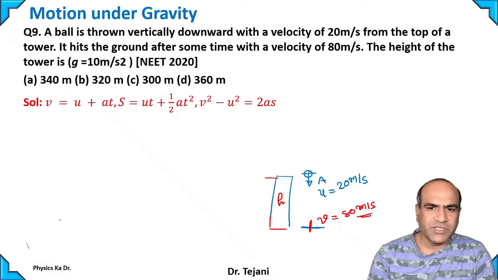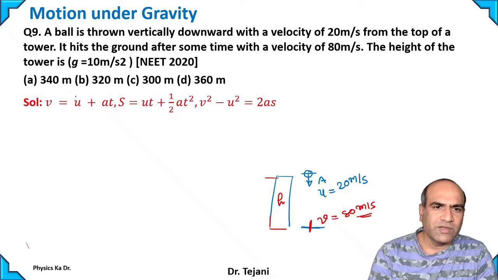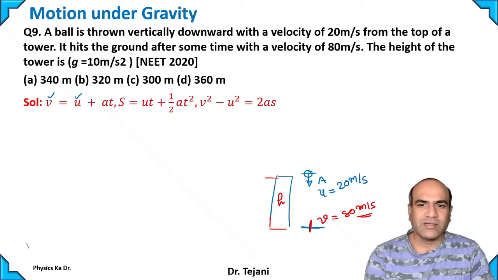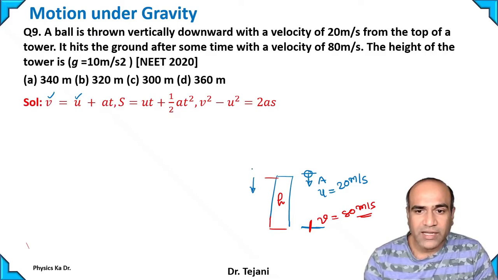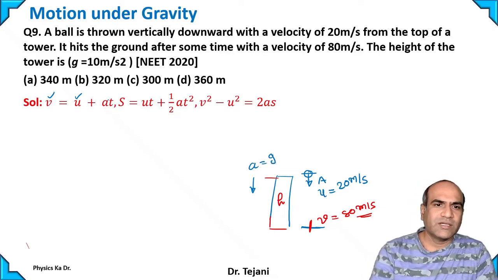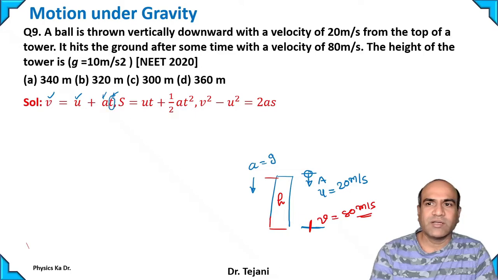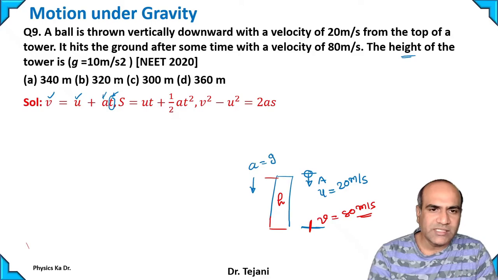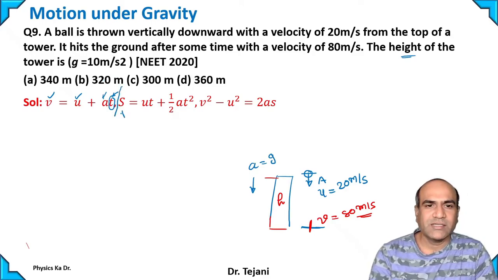Let's check the first equation. u given, yes. a, is it given? Yes. It is falling in the downward direction, so a is equal to g. So yes, we can get time t if we use this equation. But we need height, so that equation may not be useful. Let's check the second equation. We need to identify u given, but time is not given. a is given, time is not given.